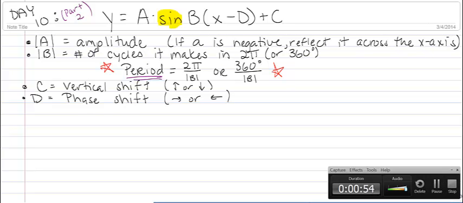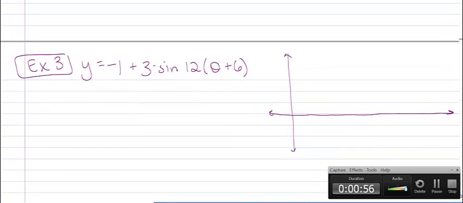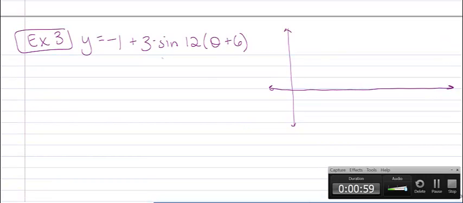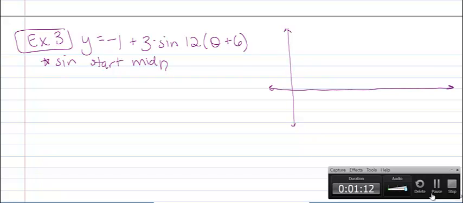So let's go ahead and get started with sine. The only difference with sine graphing is that it doesn't start up top, whereas cosine starts at a high point. It's important to remember that sine starts at the midpoint and goes up.